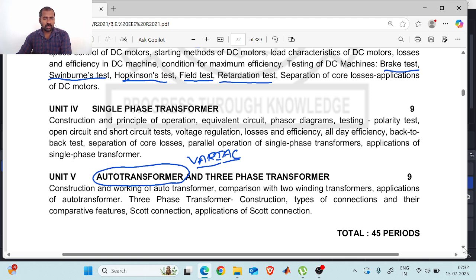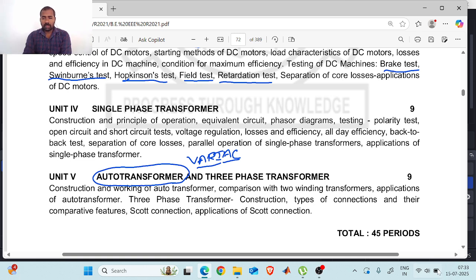So here also the construction and working of auto transformer, the comparison with two winding transformer, and the applications of auto transformer. When you come into the three phase transformer, you will study the construction and the types of connections and their comparative features, and the Scott connection and the applications of the Scott connection, right? So this everything we will study.